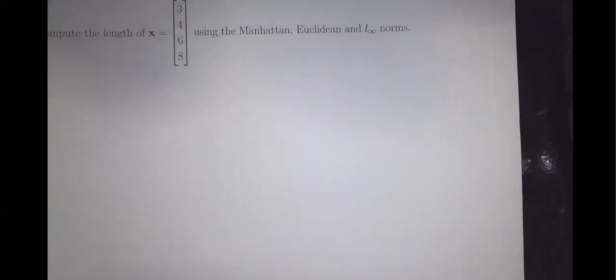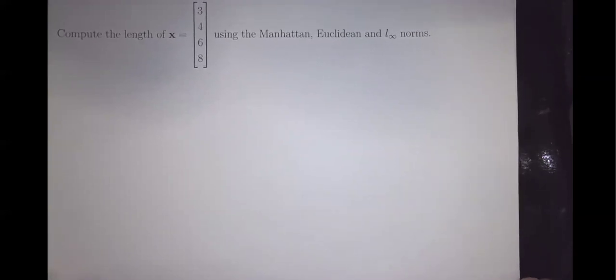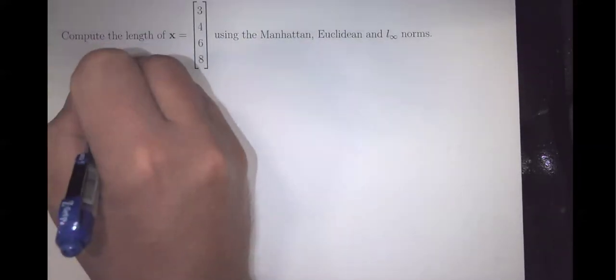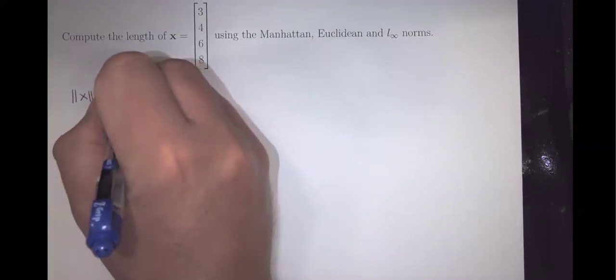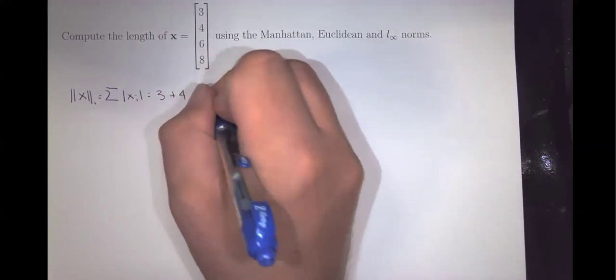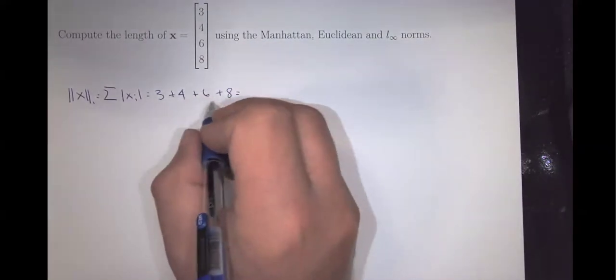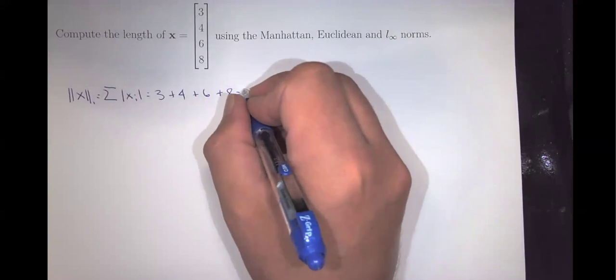Let's compute the length of this vector using the same three norms. So the one norm is again the sum of the absolute values. So 3 plus 4 plus 6 plus 8 gives us 6 and 4 is 10, 8 and 3 is 11, so 21.